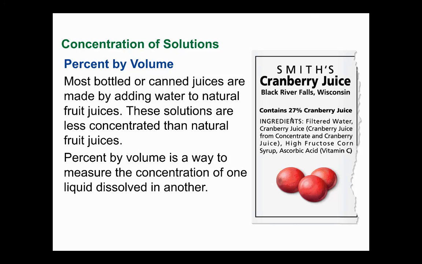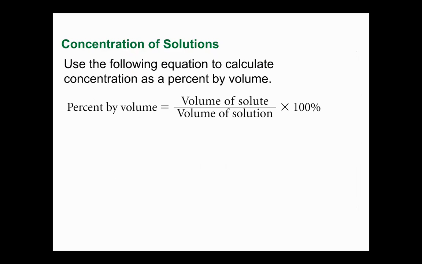So this one says contains 27% cranberry juice. That means that 27% of the solution is the cranberry juice versus the other stuff. So here's an equation. We'll do a worksheet on this, but basically, you define the percent of the volume. You just take the volume of the solute over the volume of the solution and multiply by 100.